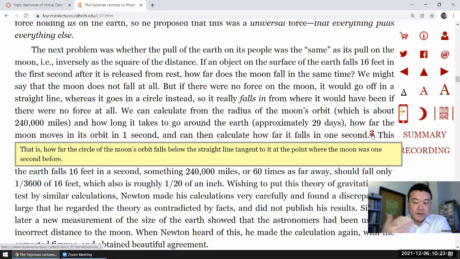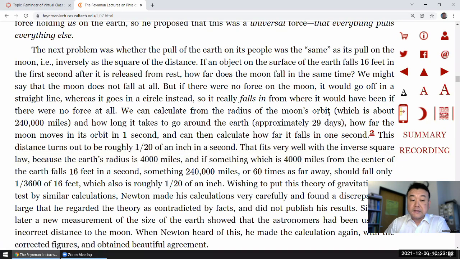So this is a footnote describing what falling means. If you imagine a straight line path and compare that with a circle, there's a distance there. That's the distance that's being described as falling. This distance turns out to be roughly 1/20th of an inch in a second.